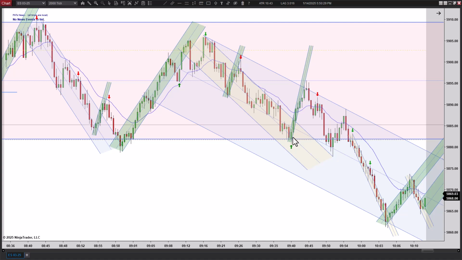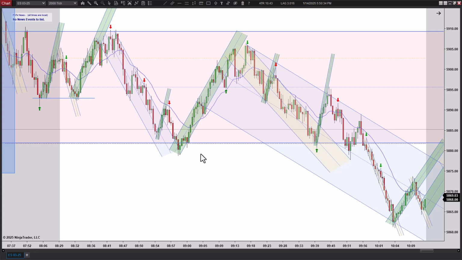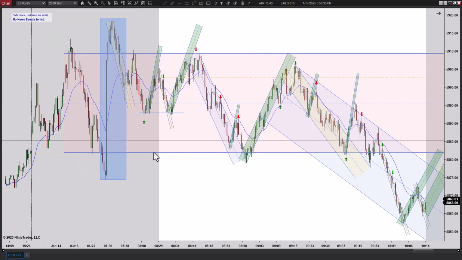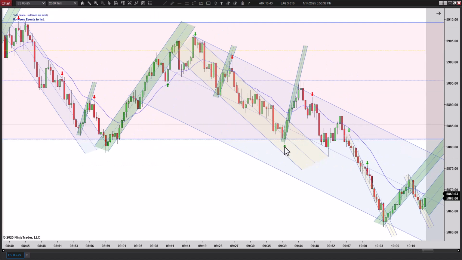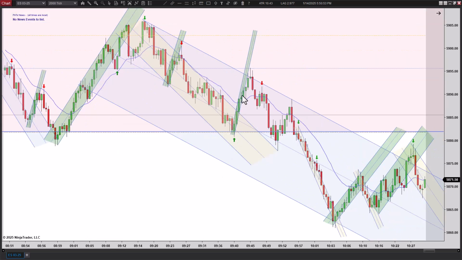And you could probably argue that we've tested this line enough times across here that, hey, maybe a bounce there. You might try to go long. The problem is you don't have a break of this khaki channel yet. So I marked it green, but honestly, I think you're better off to skip it. And of course, it runs up. You get a close outside, a new high.